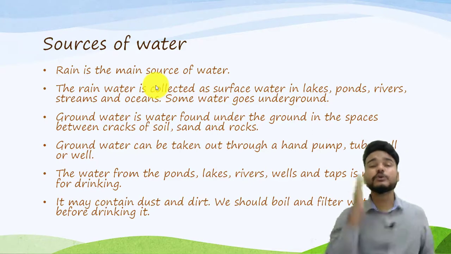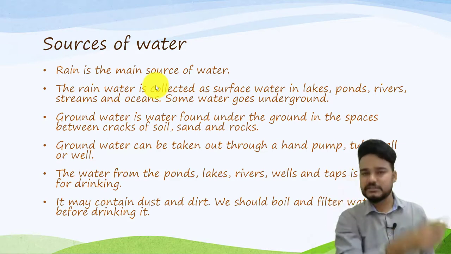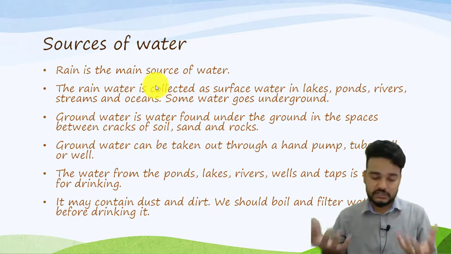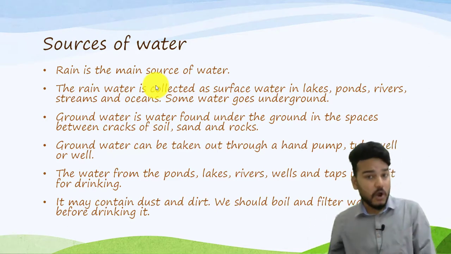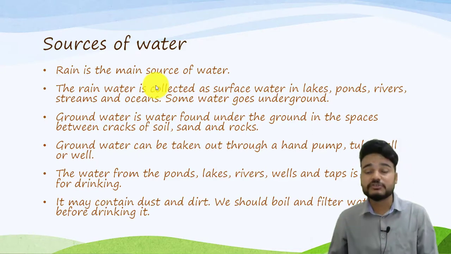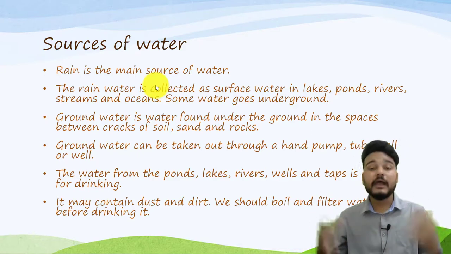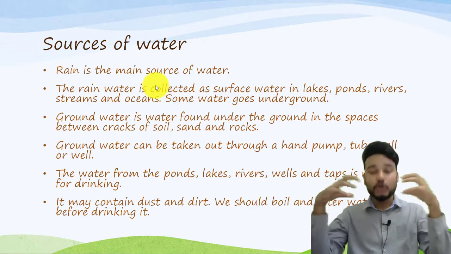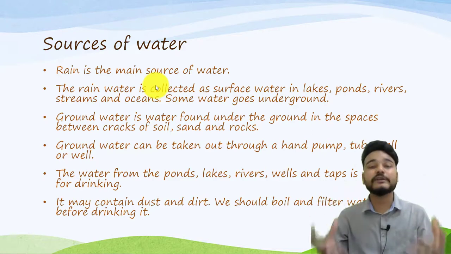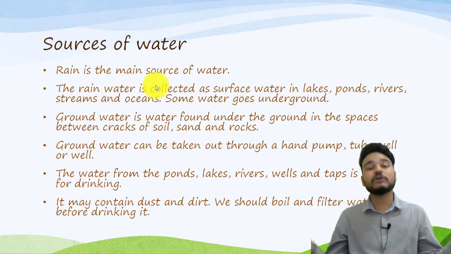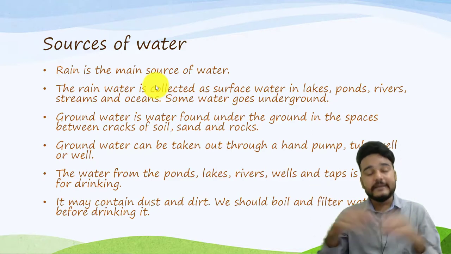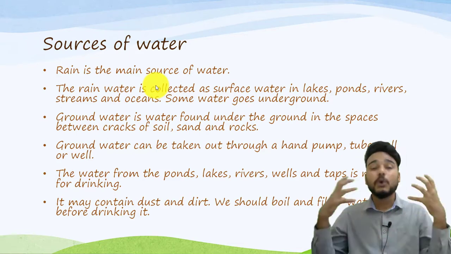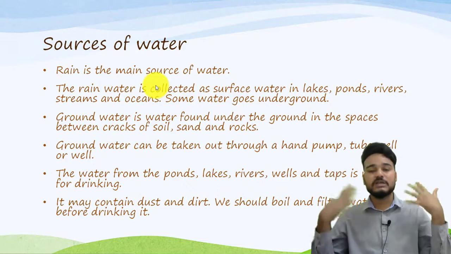Understood? Sources of water. So which is the main source of water? Rain is the main source of water. And where is water being collected? It is collected on the surface in lakes, ponds, rivers, streams and ocean. And what about underground water? When water flows, some of it goes underground, which is stored in the cracks of rocks or in rocks only. Okay? And how are we taking out that water? Using tube wells, hand pumps or wells, we take that water out.